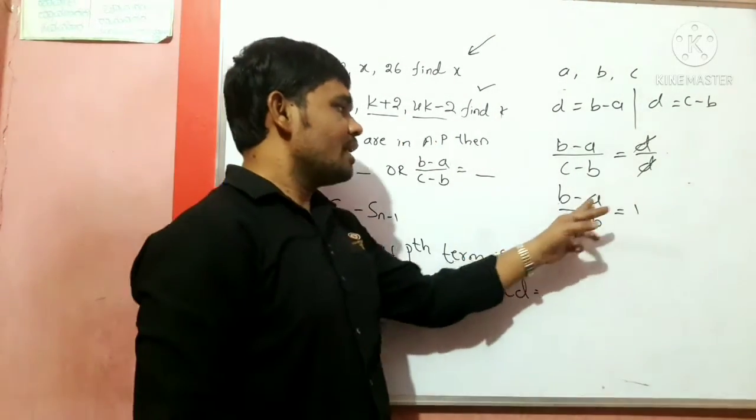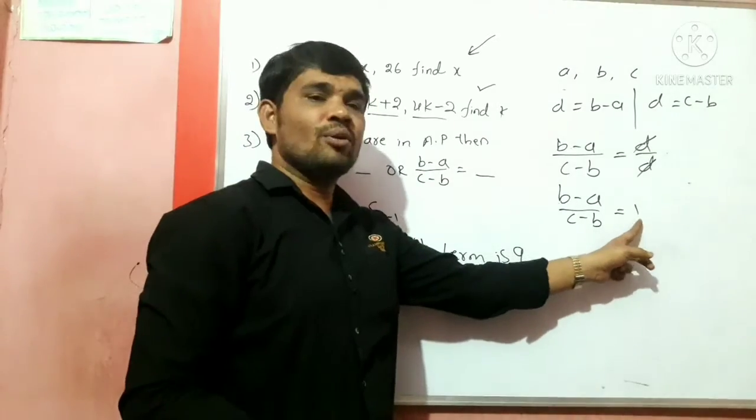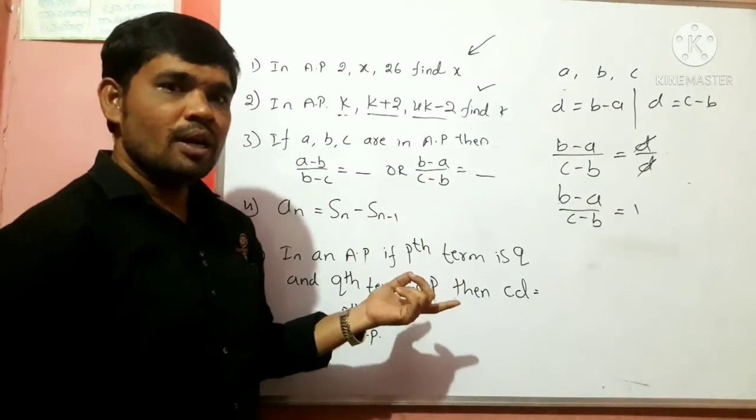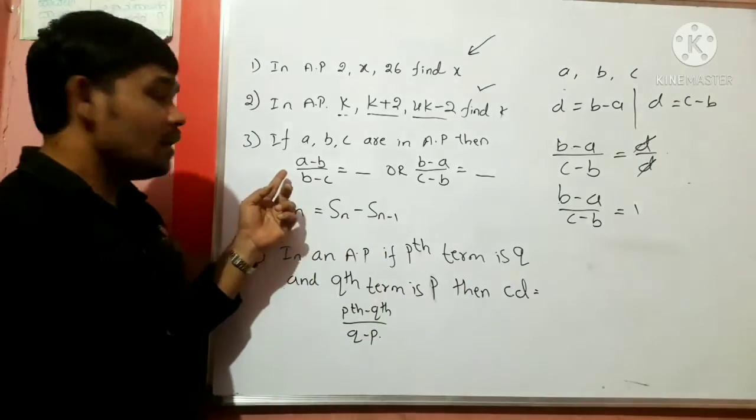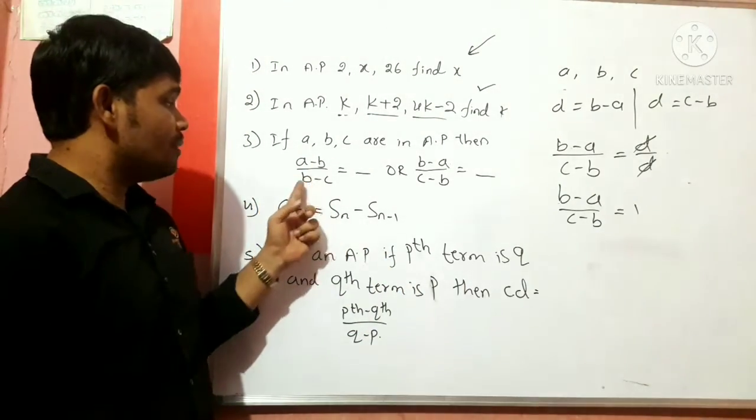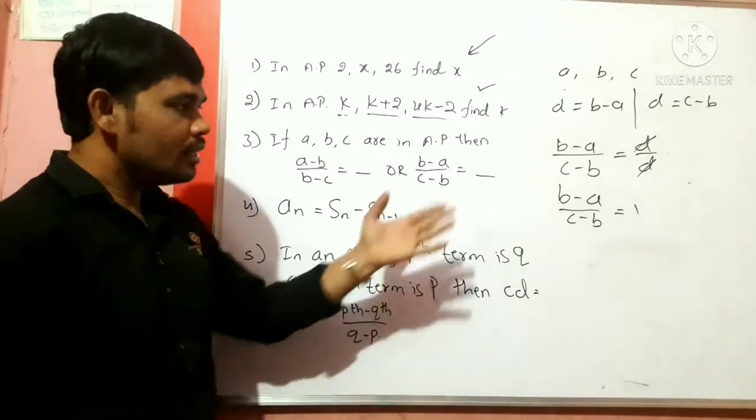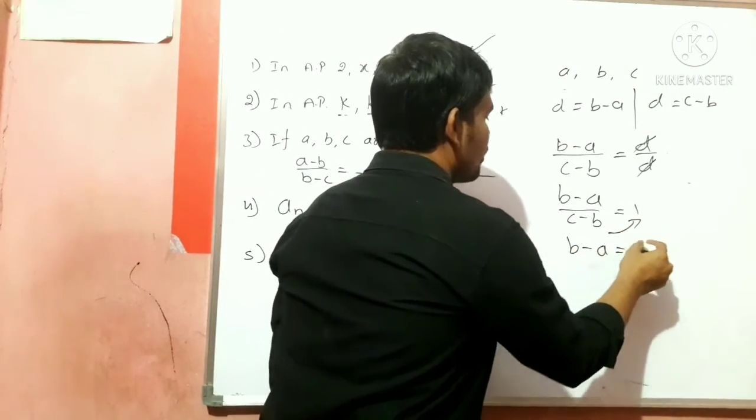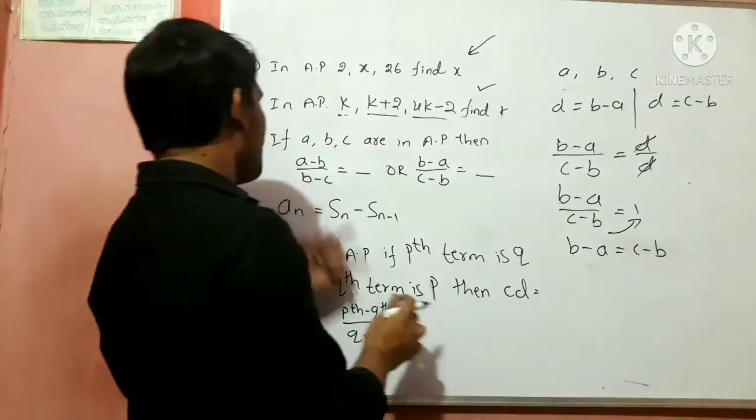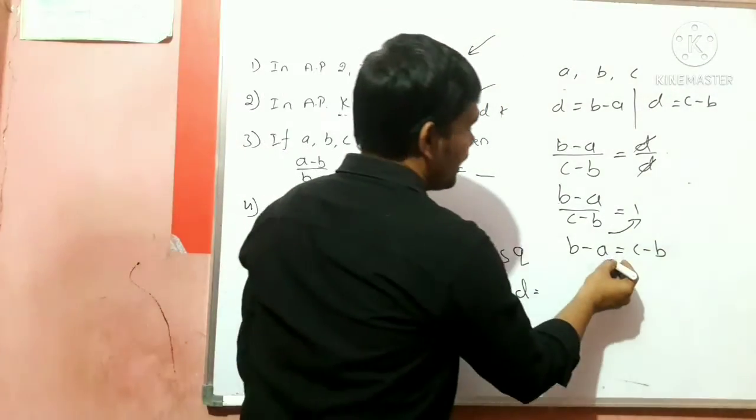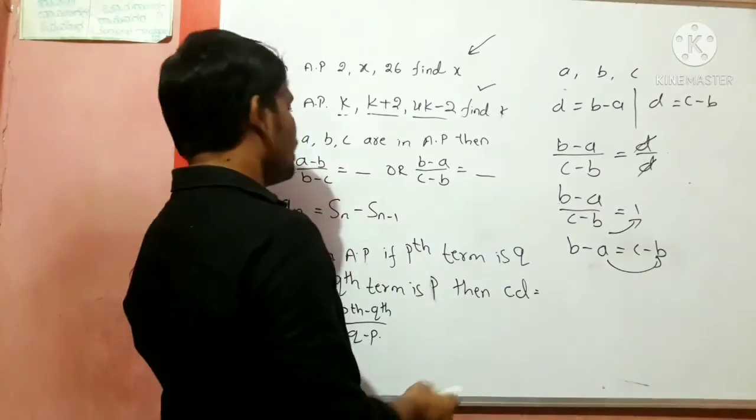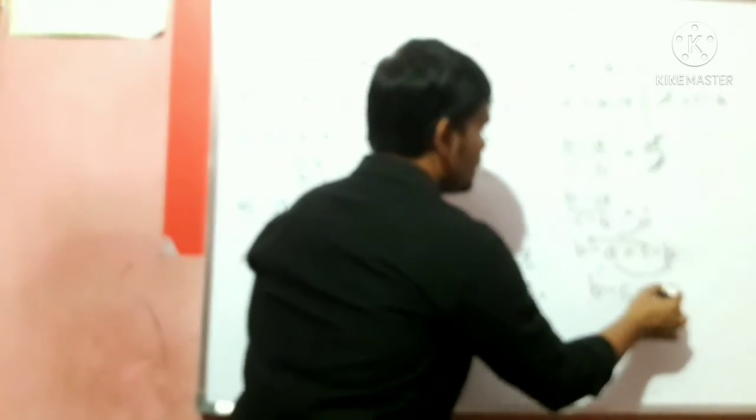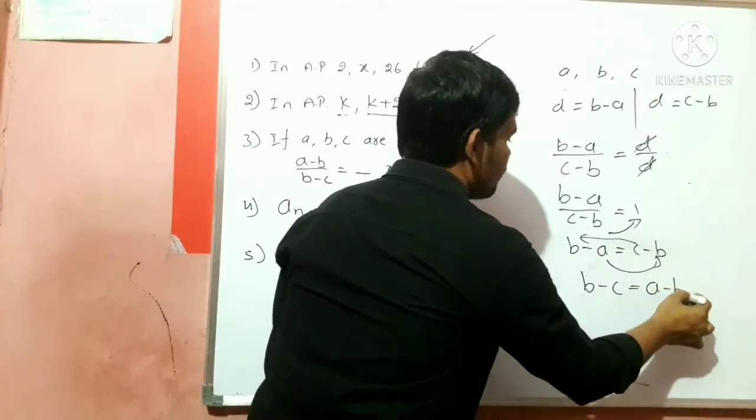Now see here, (B minus A) by (C minus B) is equal to 1. The same question can be asked like this also: if I see (A minus B) by (B minus C), what is the value? Use this one only. B minus A is equal to C minus B. I want A minus B, so bring A to here. Now bring C to this side. That is B minus C is equal to A minus B.